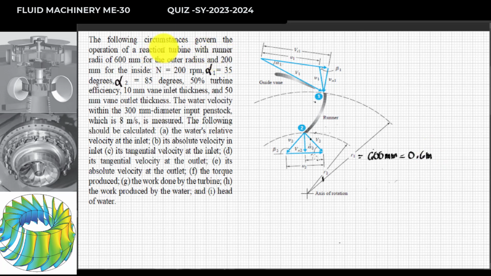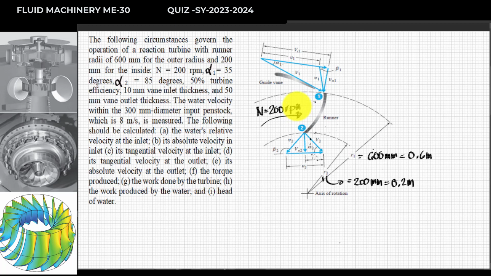And we have 200 mm. So this is the inlet radius, so we have the radius 2. This is equal to 200 mm, or you can say this will be 0.2 in terms of meter. And we have the given RPM, so we have the rotation of your reaction turbine. The given RPM is 200 RPM.